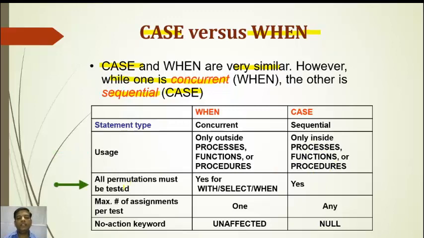Another parameter: must all permutations be tested? Yes, for with-select and when. Yes, in the case statement, all permutations must be tested. Maximum number of assignments per test: in the case of when, 1. In the case of case, any. No action keyword, unaffected: here, null.